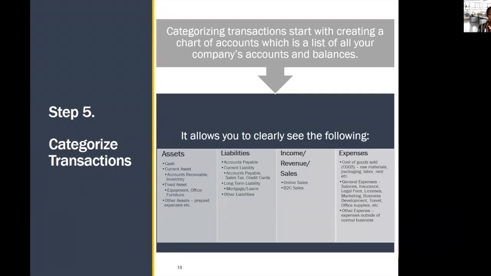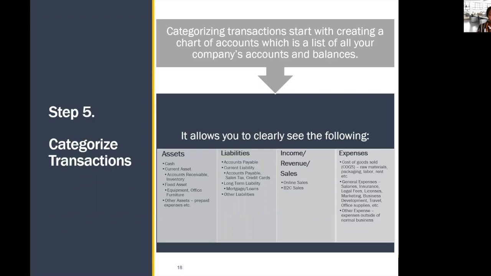So your liabilities: you have your accounts payable, things that you owe other people. Current liabilities are the same thing, anything that's coming due within a year. So that's your accounts payable, the sales tax, credit cards, right? Long-term liabilities are things like your mortgage, your loans, and then of course you have other miscellaneous liabilities.